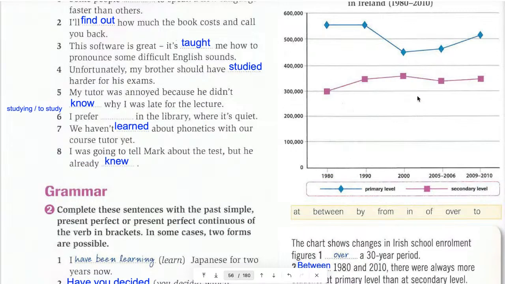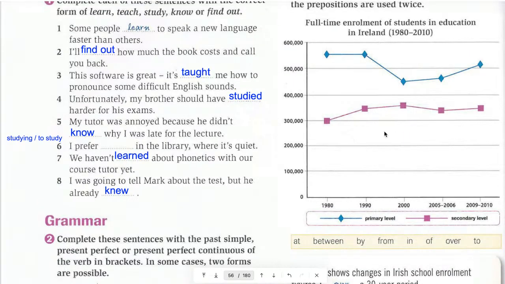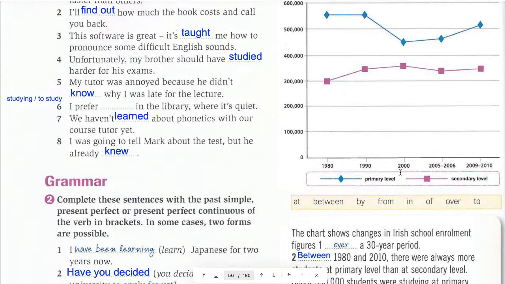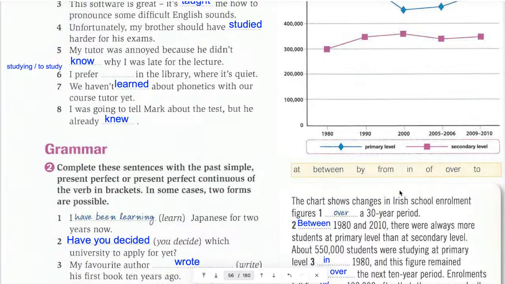Okay, so normally the introduction for this one should be the chart. That is, this chart shows changes in Irish school enrollment figures over a 30-year period. Why do we know this a 30-year period? Why? Yes, because it is from 1980 to 2010. Okay, so that is a 30-year period. All right, you see that? So that is the introduction.